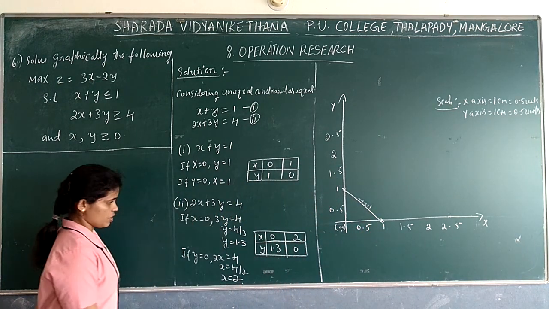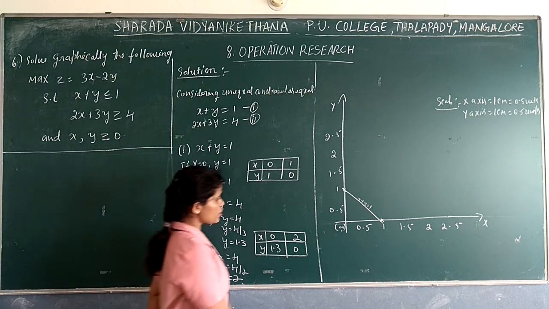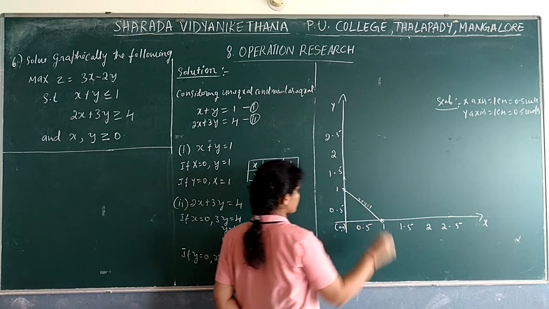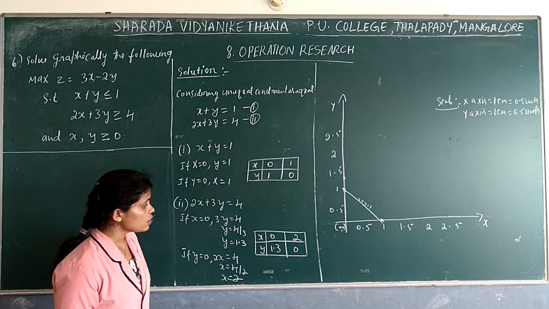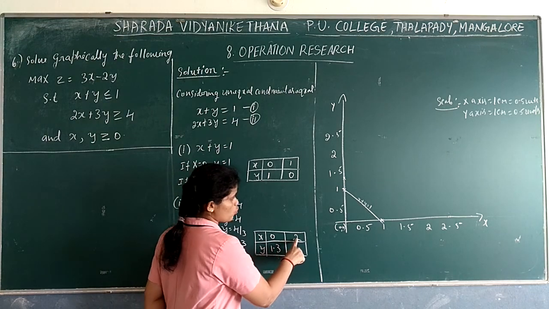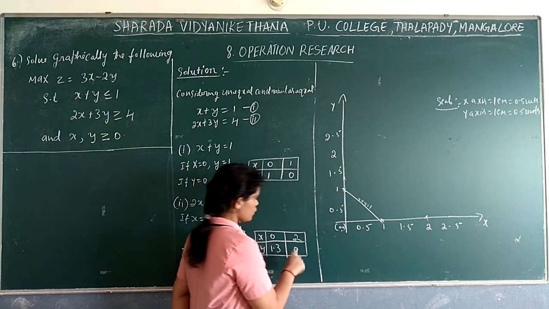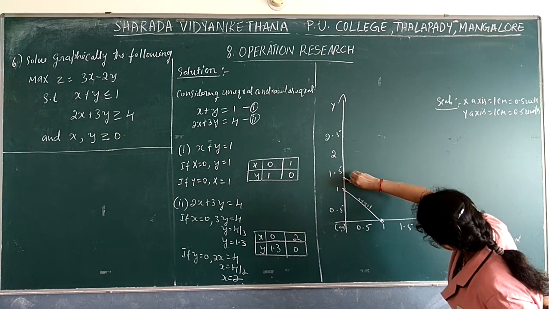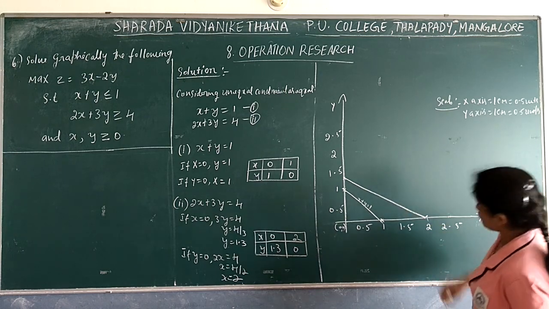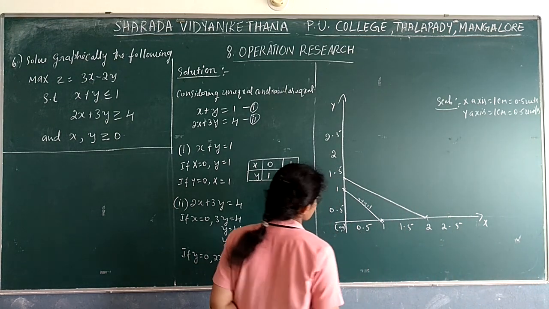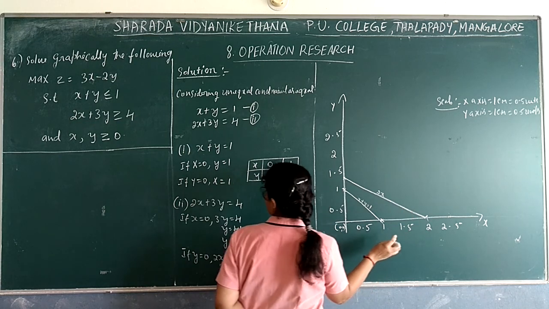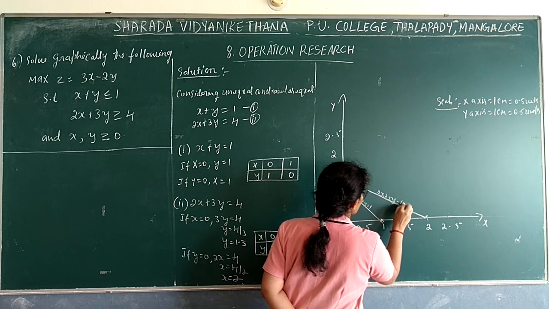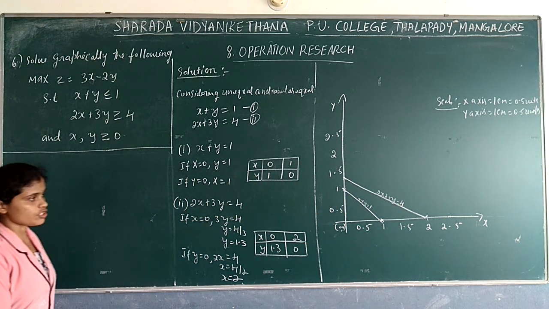Now see the second equation, that is x is 0, y is 1.3. 1.3 means 5 will come here, an error here, 1.3. And next x is 2, here y is 0. So next we get a line here. This is from the second equation. What is that equation? 2x plus 3y is equal to 4. Now the first and second equations are plotted.